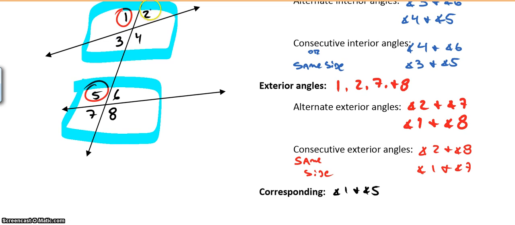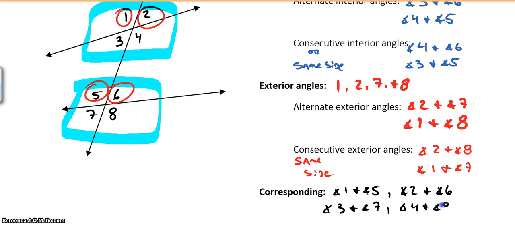Also, we would have angle 2 and angle 6. They're both in the top right position. Then let's look at bottom left, angle 3 and angle 7, and bottom right, angle 4 and angle 8.